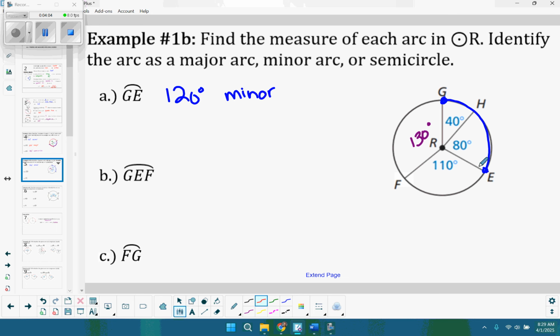GEF, G, then E, then F. So we're going to keep going around, or I could say it's 360 minus 130, which is 230, and that's a major arc. And our third one is just FG, so just from F to G, shortest way possible, is 130 degrees, and that's another minor arc.